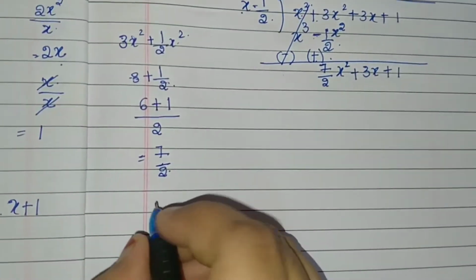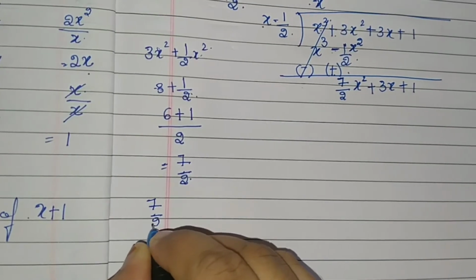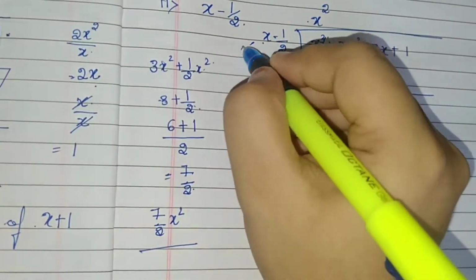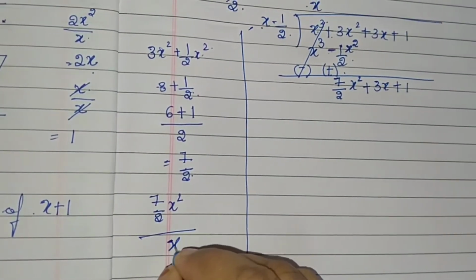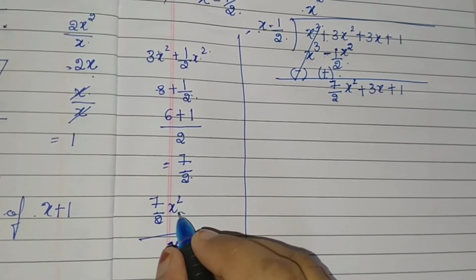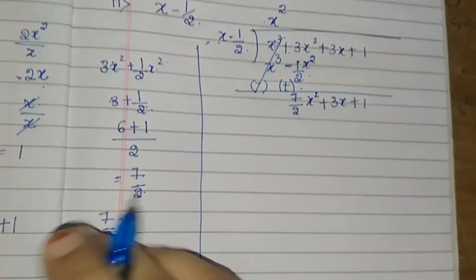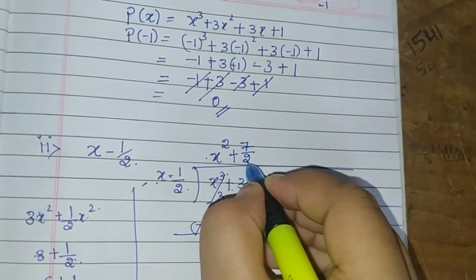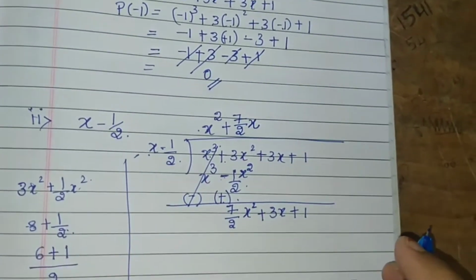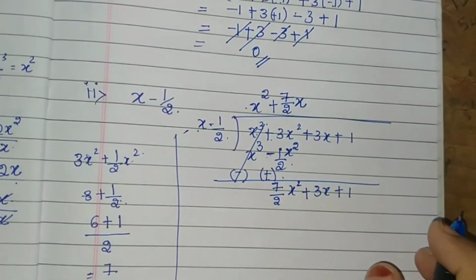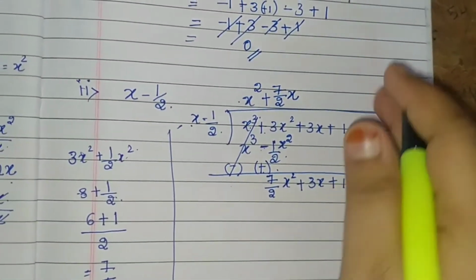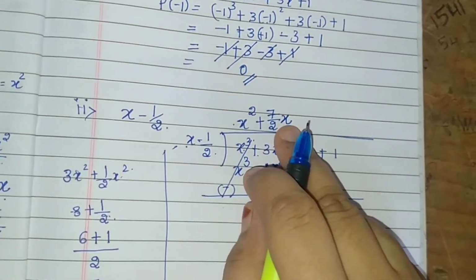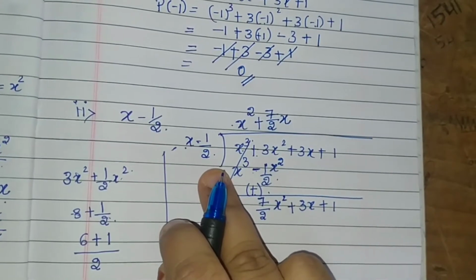So here you can see 7 divided by 2 x square divided by the first term of the divisor is nothing but, this is rough work, x. 1x will get cancelled. Here 1x is remaining. So what is the second term of the quotient here? Plus 7 by 2, 1x is remaining, right? 7 by 2x. So the similar procedure you have to follow over here, that is 7 by 2x into the first term of the divisor, 7 by 2x into the second term of the divisor.